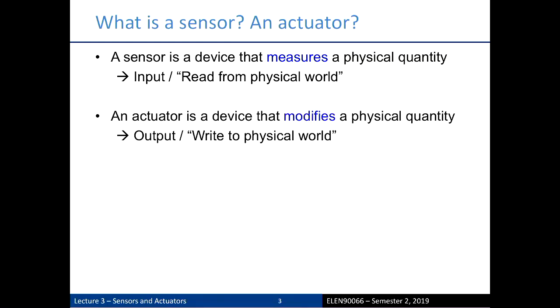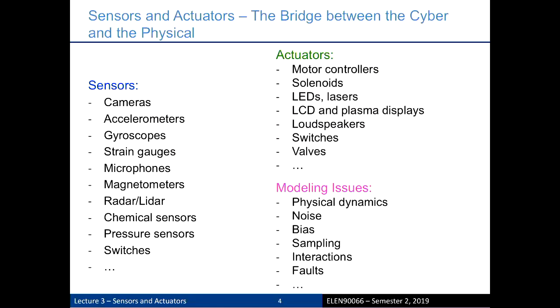And an actuator, if you haven't heard of that word before, it's the writing part. It's the output to the physical world. So we modify a physical quantity. Typically, it'll be some sort of motor or something that moves, because we live in a world where stuff has to move. So it could be a motor-based control system. Sensors and actuators are the bridge in embedded systems between the cyber part and the physical part. The physical part is what we want to interact with, and the cyber part is our algorithms, state machines, whatever you like, programs that actually do the computation.